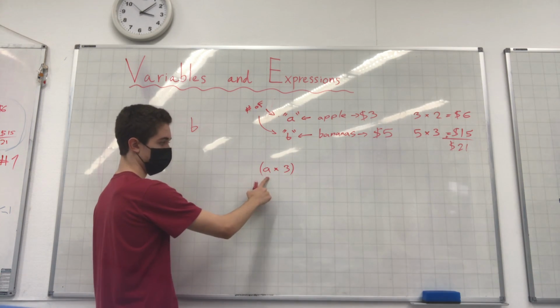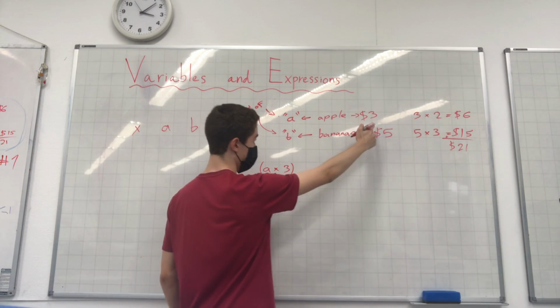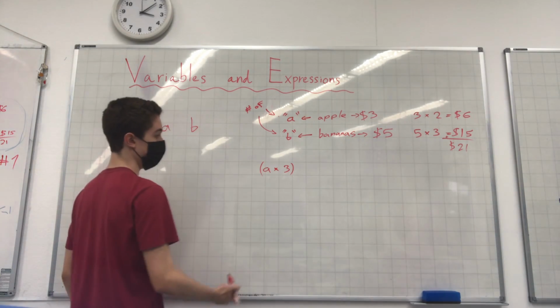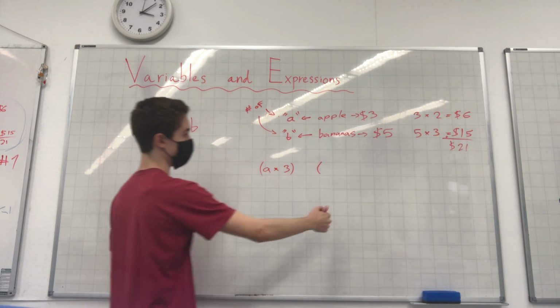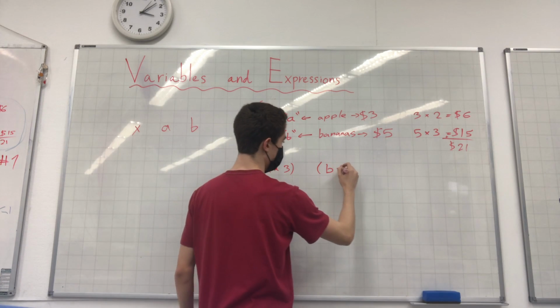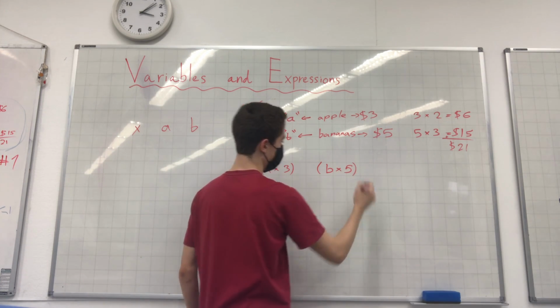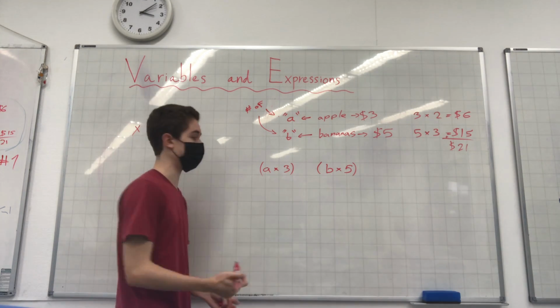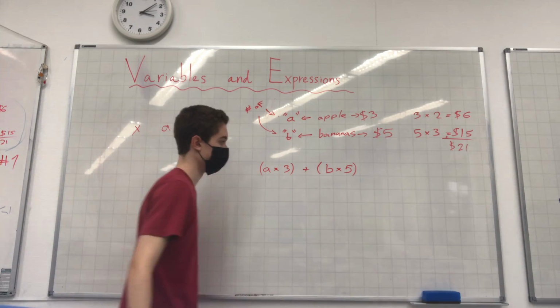The number of apples that you buy times the price of the apple, which is 3, will give you how much you spend with apples, right? And then you can do the same for bananas, right? So the number of bananas that you buy, B, times 5, will give you the money you spent with bananas. And then if you want the total money you spend, you just add these 2 values together, right?